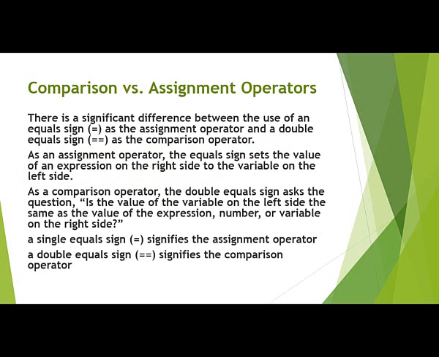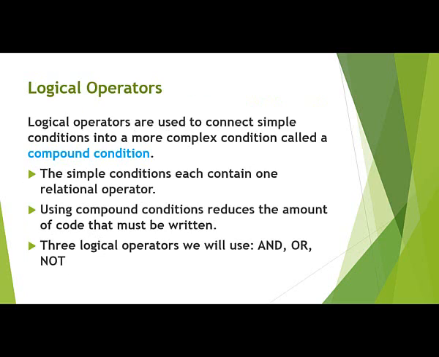This slide is again just re-emphasizing the fact that a comparison operator is two equal signs. The assignment operator is one equal sign. The assignment operator takes what you have on the right-hand side of your equal sign and stores it in your variable on the left-hand side. The double equal signs will take the two values on the right and left and see if they are equivalent.